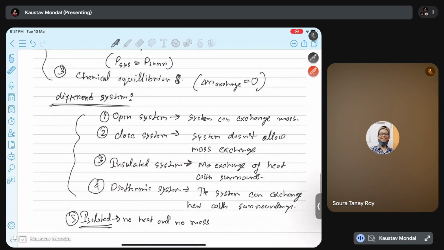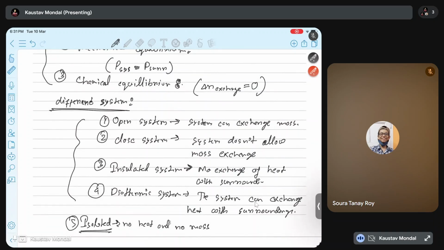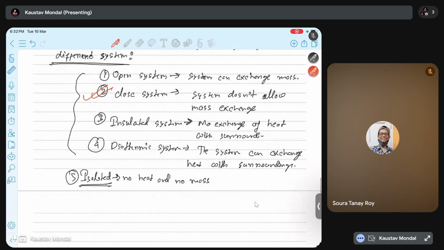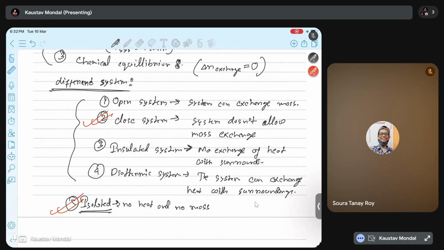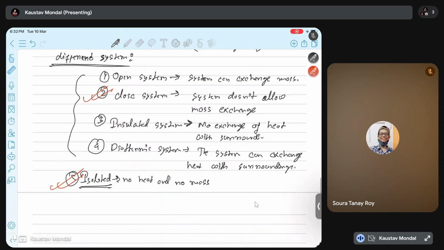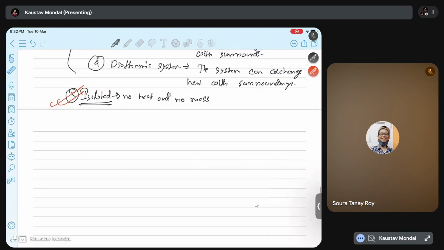So basically, the main point is that if in the problem it is mentioned that there is a closed system, closed system means the system doesn't allow mass exchange, but it can exchange heat. That is the meaning of closed system. But if in the problem it's mentioned that the system is isolated, that means it cannot exchange both the mass and the heat. This is the difference. Closed system doesn't allow only the mass, not the heat.